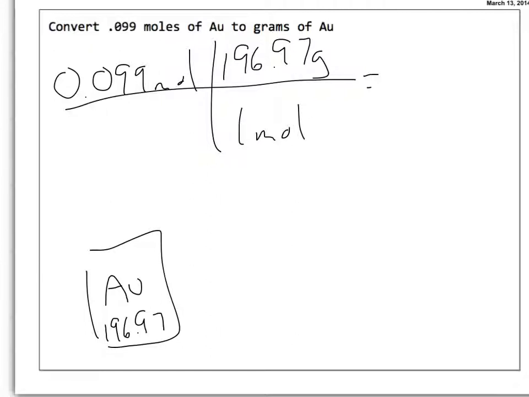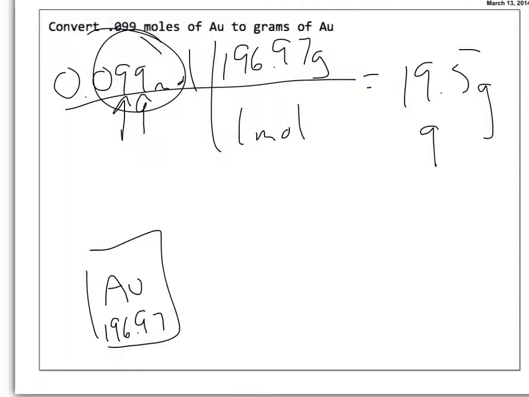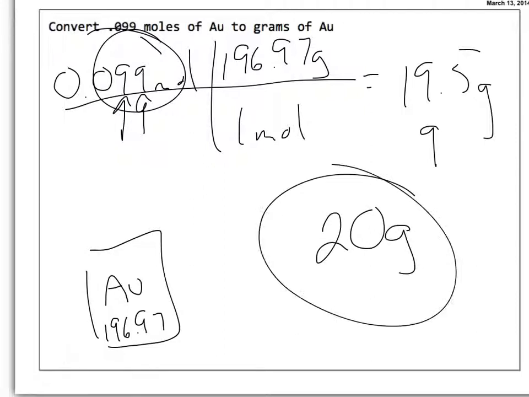And when you multiply that out, you get 19.5, but because this number that we started with only has 2 significant figures, I have to round this answer to 20 grams. Now 20 only has 1 significant figure, but that's okay. I can't have more than 2, but I can have less than 2 for sig figs. If you're still confused about significant figures, just ask me about it before the test.